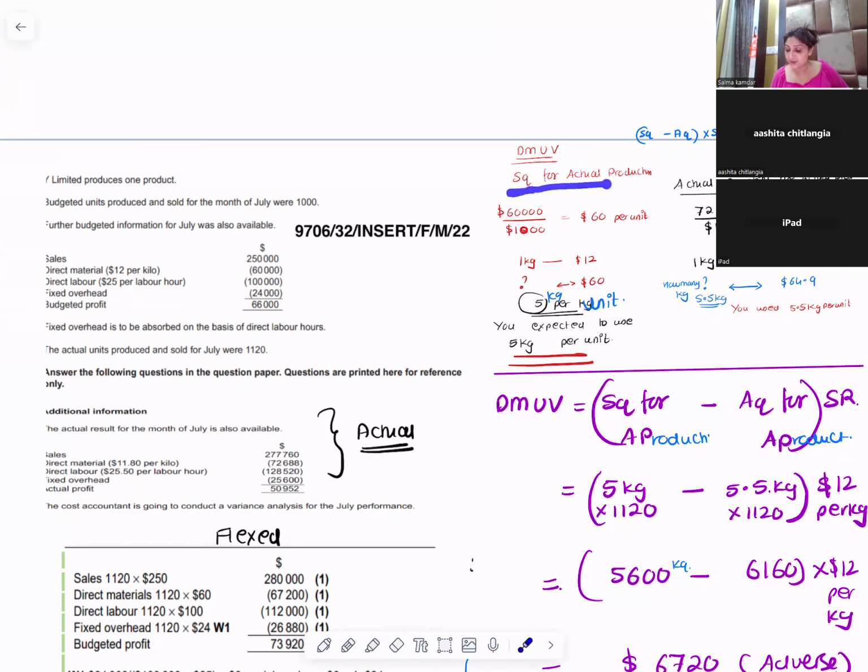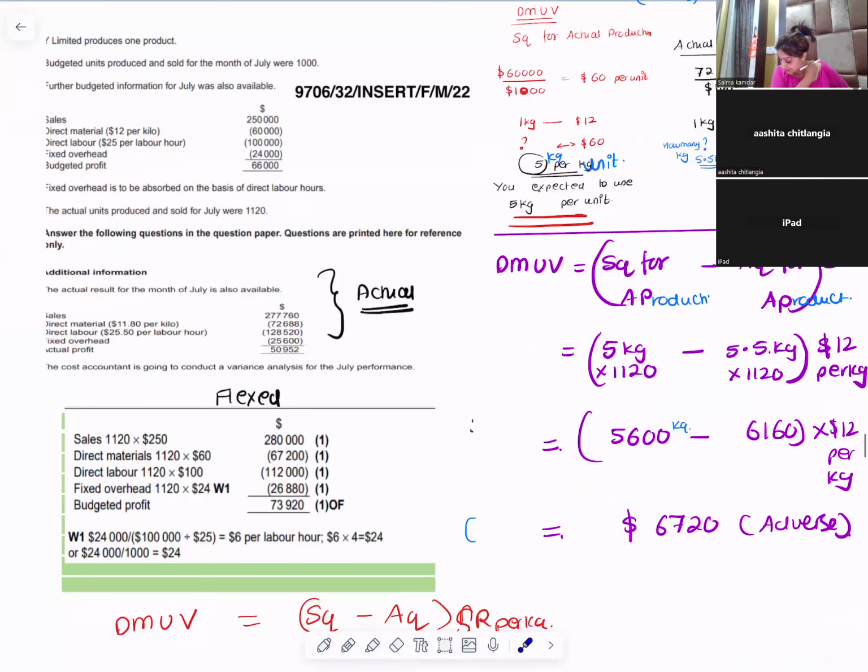Standard quantity for actual production minus actual quantity for actual production. So your actual quantity is how much? You used 5.5 kg per unit, so 6160 for actual production. So standard quantity minus actual quantity for actual production, multiplied by standard rate. Are you with me?